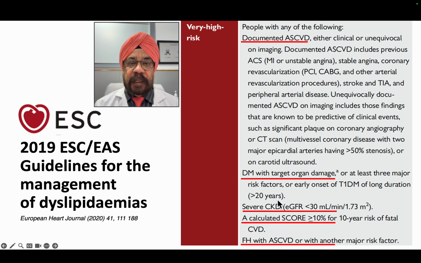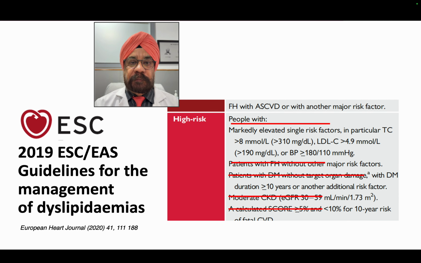Second very high risk category is diabetes plus another risk factor, be it hypertension, family history of heart disease, or smoking. So that puts you in a very high risk category, as does diabetes with target organ damage, severe CKD, or when you calculate the score, and familial dyslipidemia with atherosclerotic vascular disease also comes into a very high risk category.